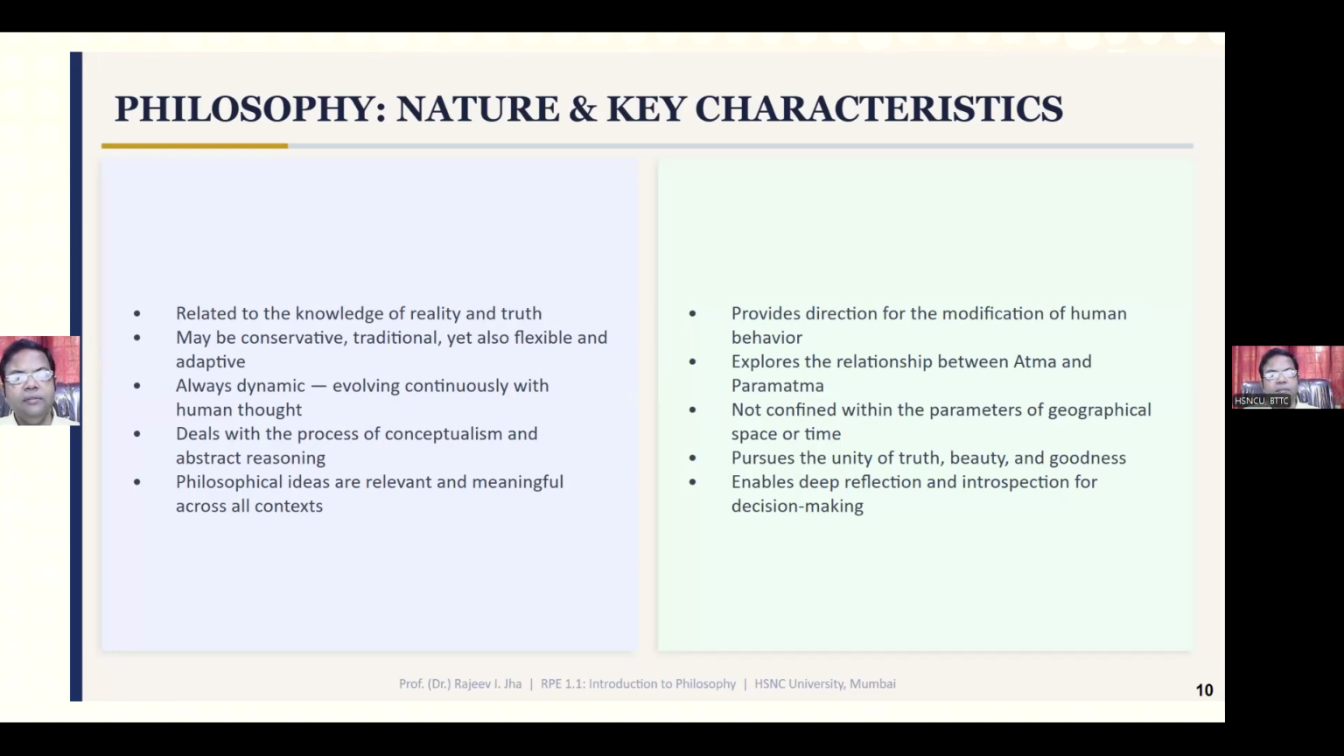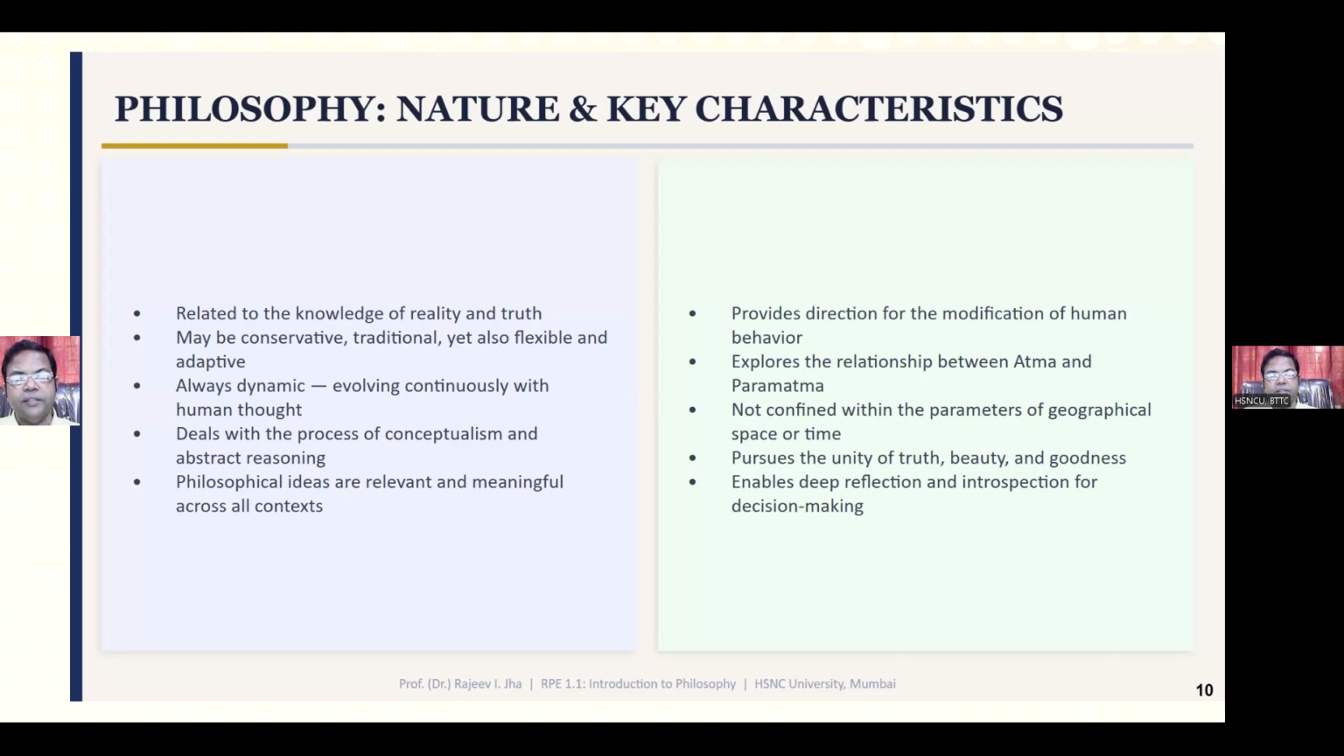Is it conservative and tradition bound? Or is it radically open and dynamic? The answer, interestingly, is both. And this is one of its distinctive characteristics. Philosophy is related to the knowledge of reality and truth, but not the narrow truth of a particular experiment or observation. It deals with truth in its broadest, most fundamental sense.